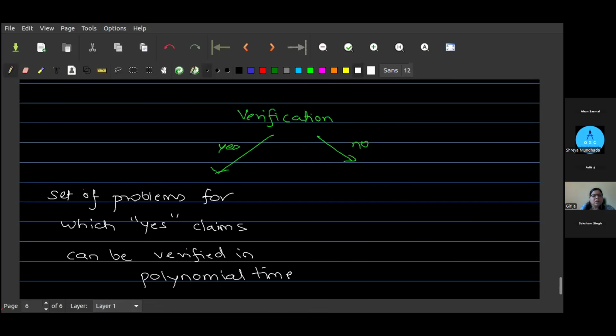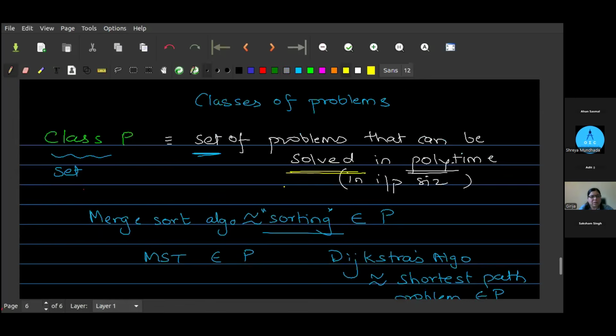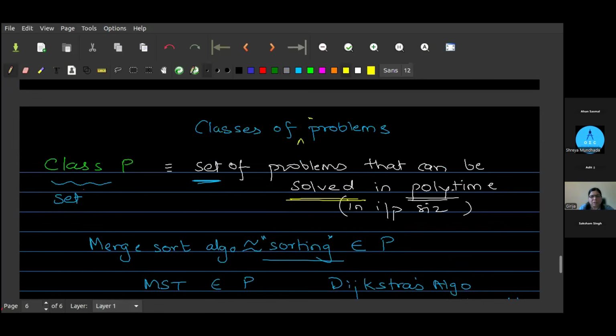Okay, so now here we are not talking about solving it, but verifying it. Also, when I say yes claims, we also assume that we have a consistent certificate. So let's stick to that assumption for now. So this class is called NP. It's a set of all problems for which you can verify the yes claim in polynomial time. And remember, we are completely sticking to decision problems here. So this NP class is well defined right now.